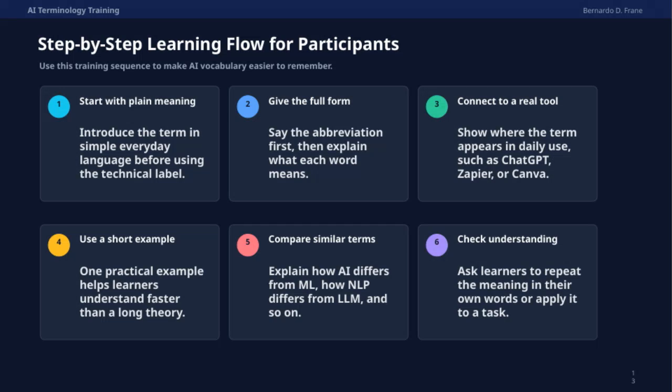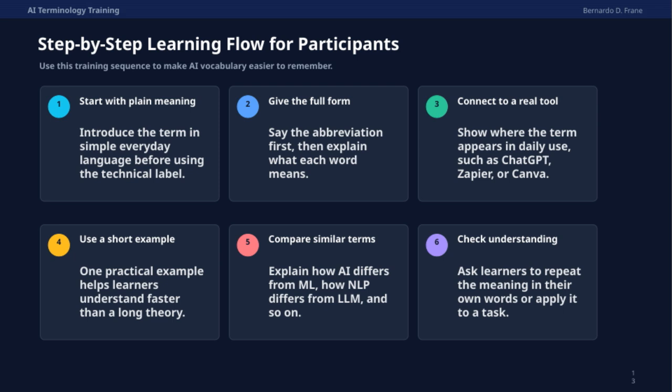Let's look at some effective ways to reinforce learning. First, I ask learners to repeat the meaning in their own words or to apply it to a task. This helps ensure they truly understand the concept. Next, we check understanding by encouraging questions or quick summaries. Moving on, I explain how AI differs from machine learning and how NLP differs from large language models. Clarifying these distinctions is key. I also compare similar terms to highlight subtle differences, making the concepts clearer.